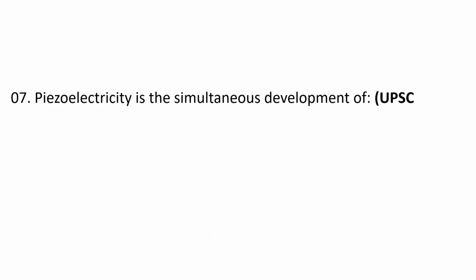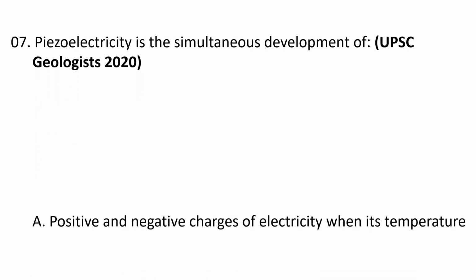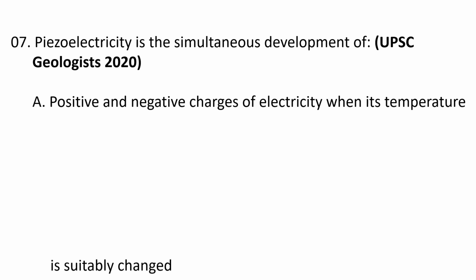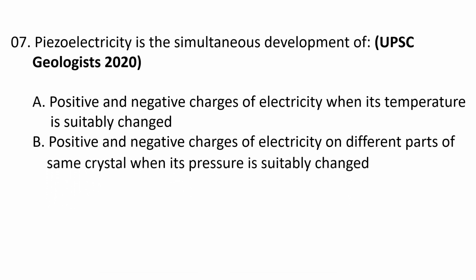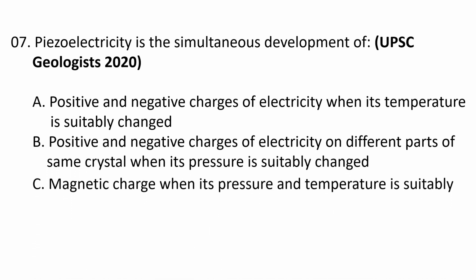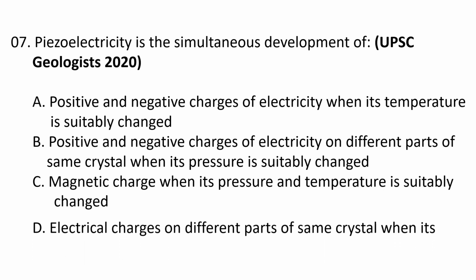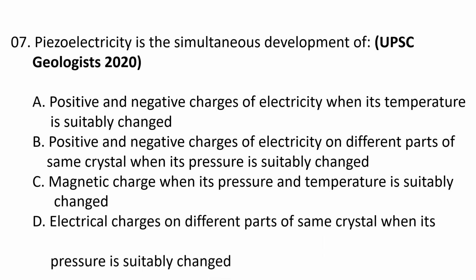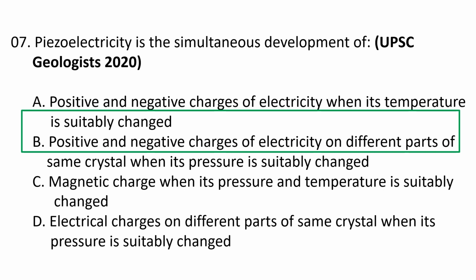Coming to the seventh question, piezoelectricity is the simultaneous development of. The choices are A, positive and negative charges of electricity when its temperature is suitably changed, and B, positive and negative charges of electricity on different parts of same crystal when its pressure is suitably changed, and C, magnetic charge when its pressure and temperature is suitably changed, and D, electrical charges on different parts of same crystal when its pressure is suitably changed. So the correct answer is B. Positive and negative charges of electricity on different parts of the same crystal when its pressure is suitably changed.